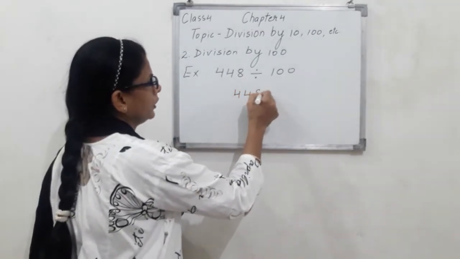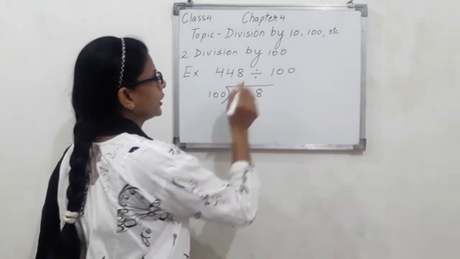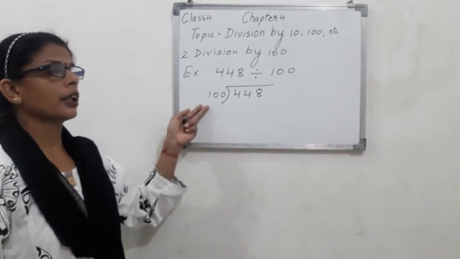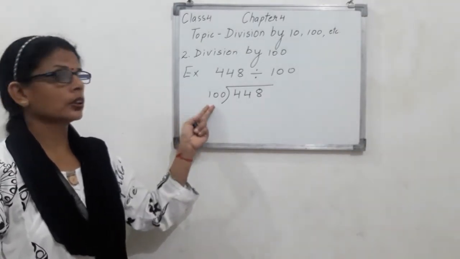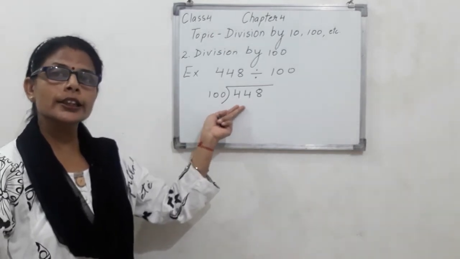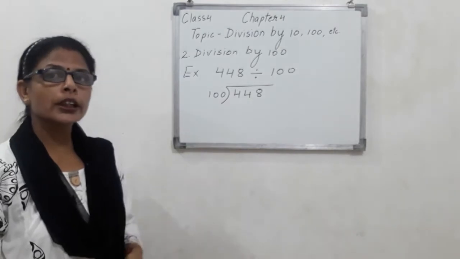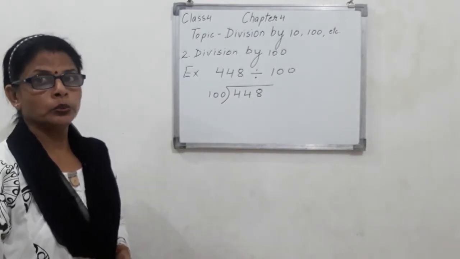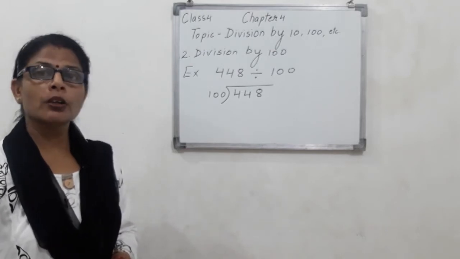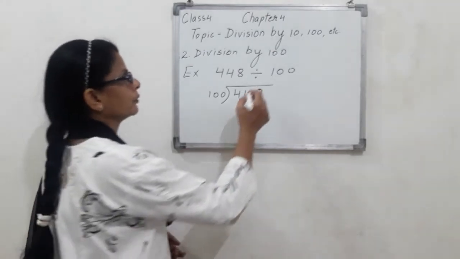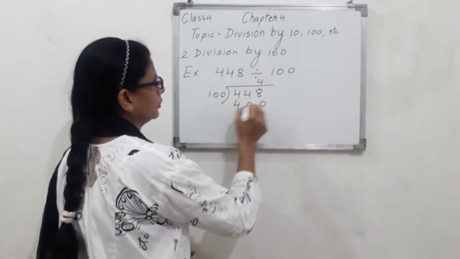448 is the dividend and 100 is the divisor. So the dividend is always written inside and the divisor is written outside. Now in the divisor there are 3 digits, so from inside also we have to take 3 digits only. So in the 100 table, does 448 come? No. Less than 448, what comes? 400. How many times? 4 times. We'll write 4 here and 400 down.